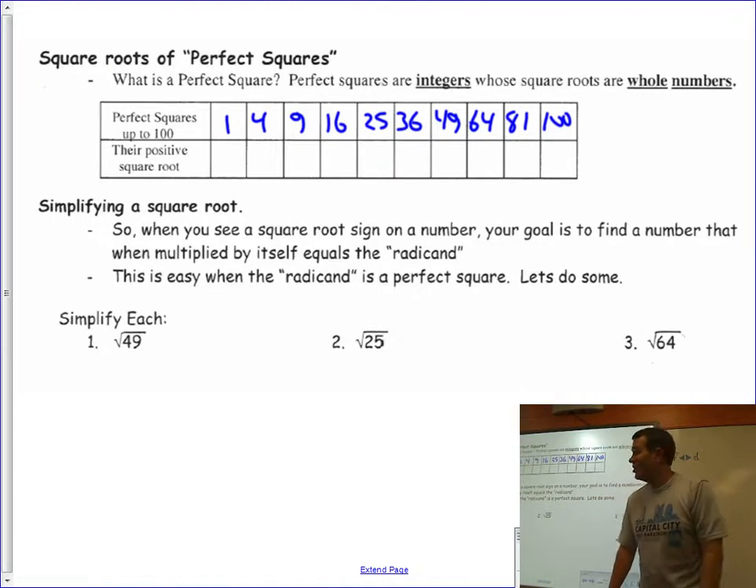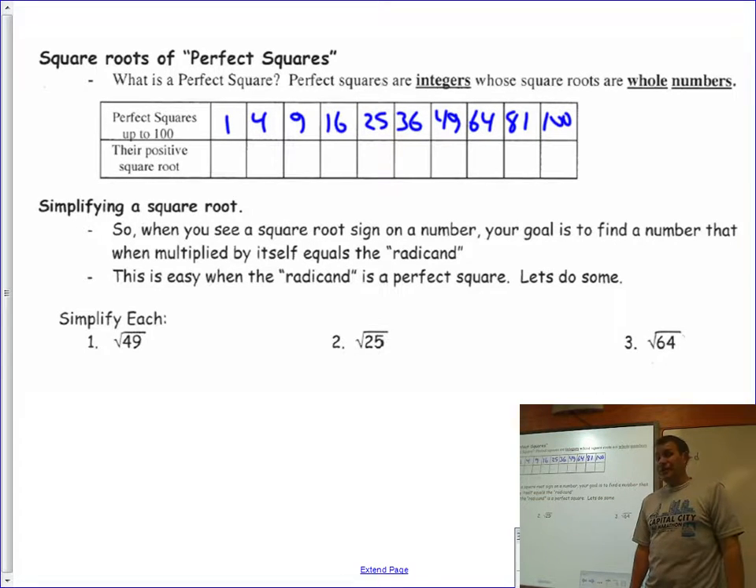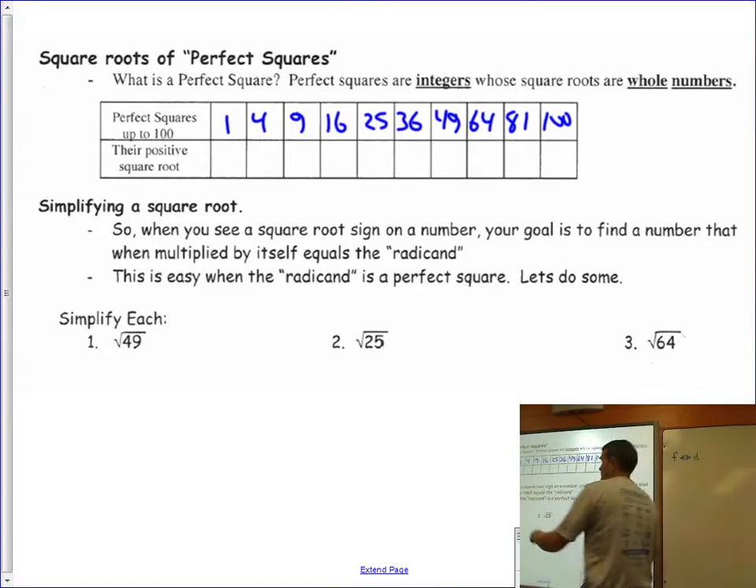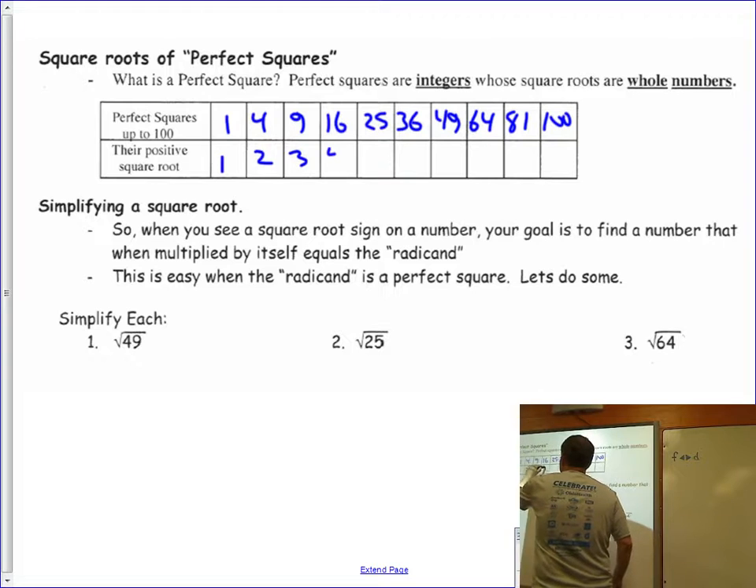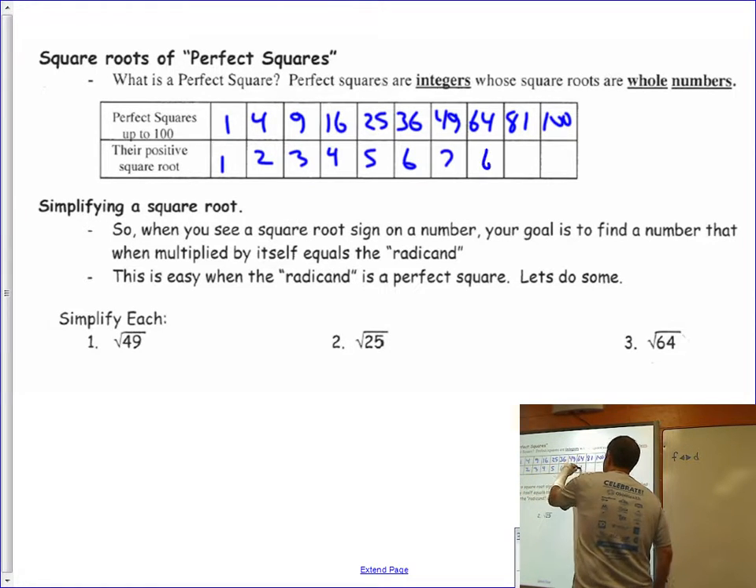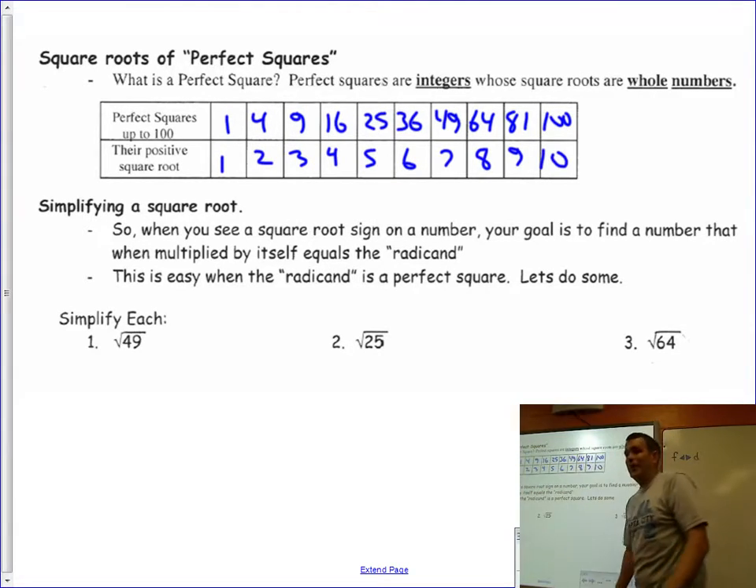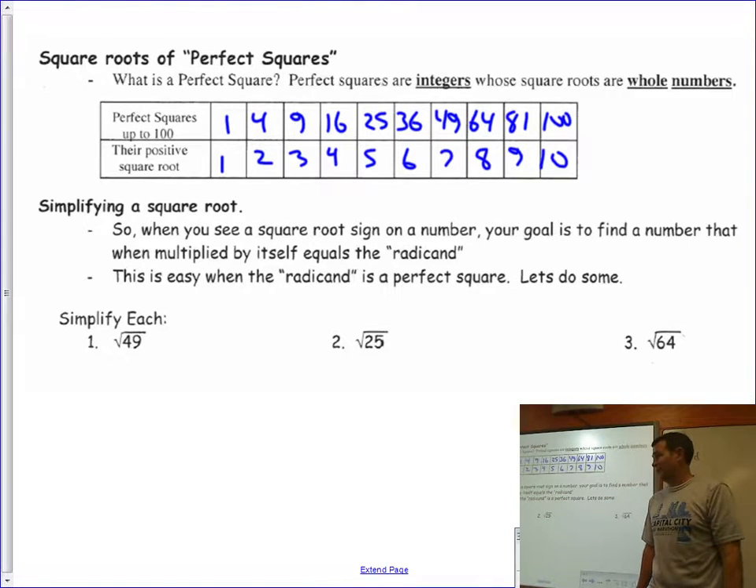It's really not that hard to write them almost as quickly as I did, because perfect squares are simply a number squared. So all you got to do in your head is go 1 times 1, 2 times 2, 3 times 3, and so on, all the way up to 10 times 10. And you have named your perfect squares.